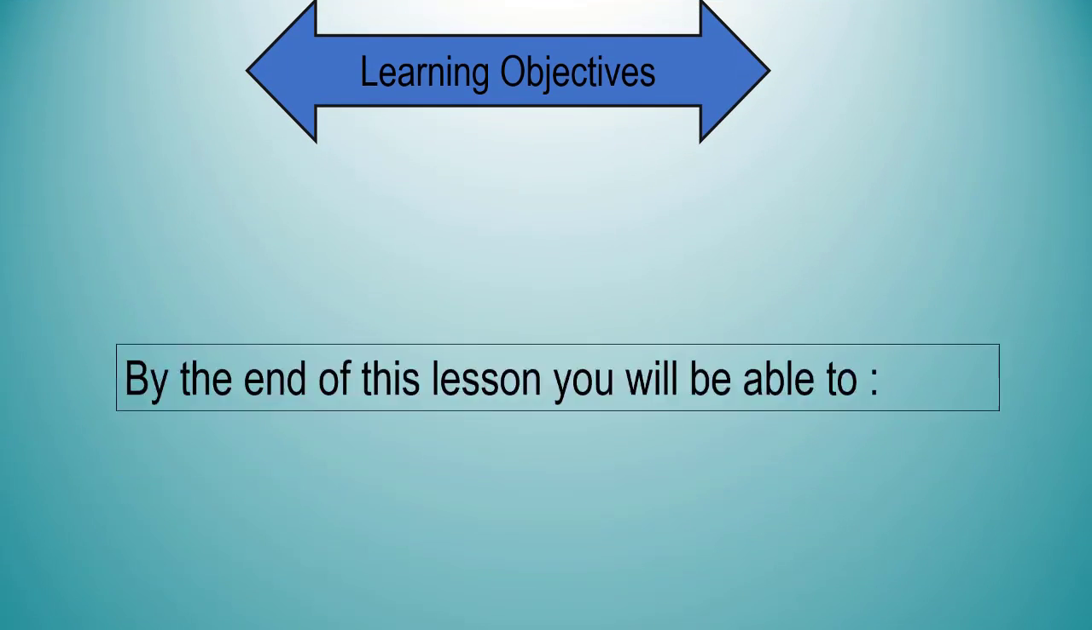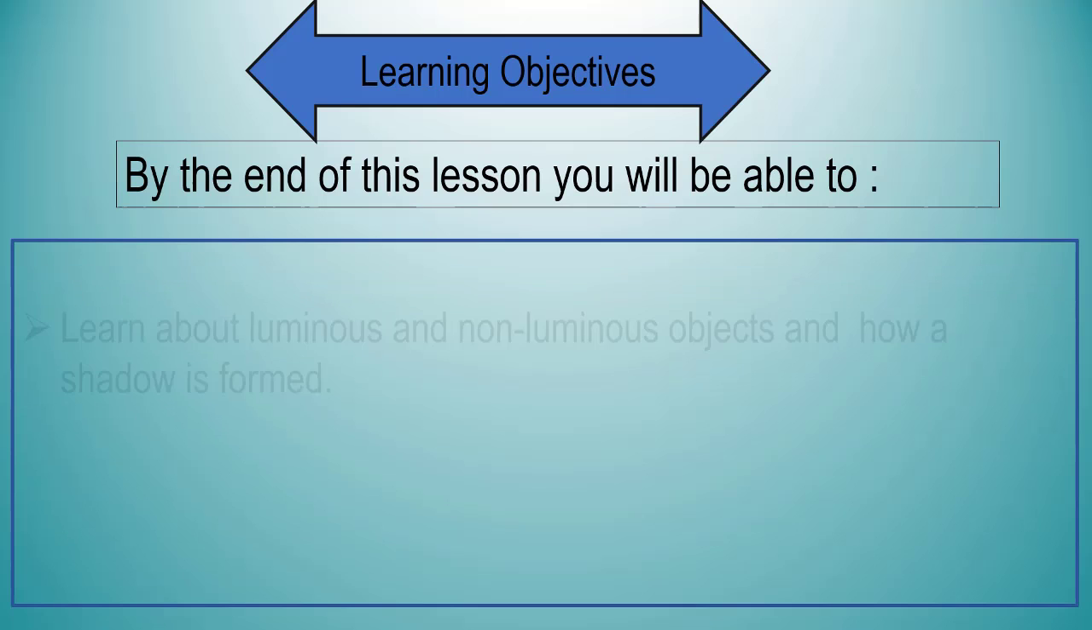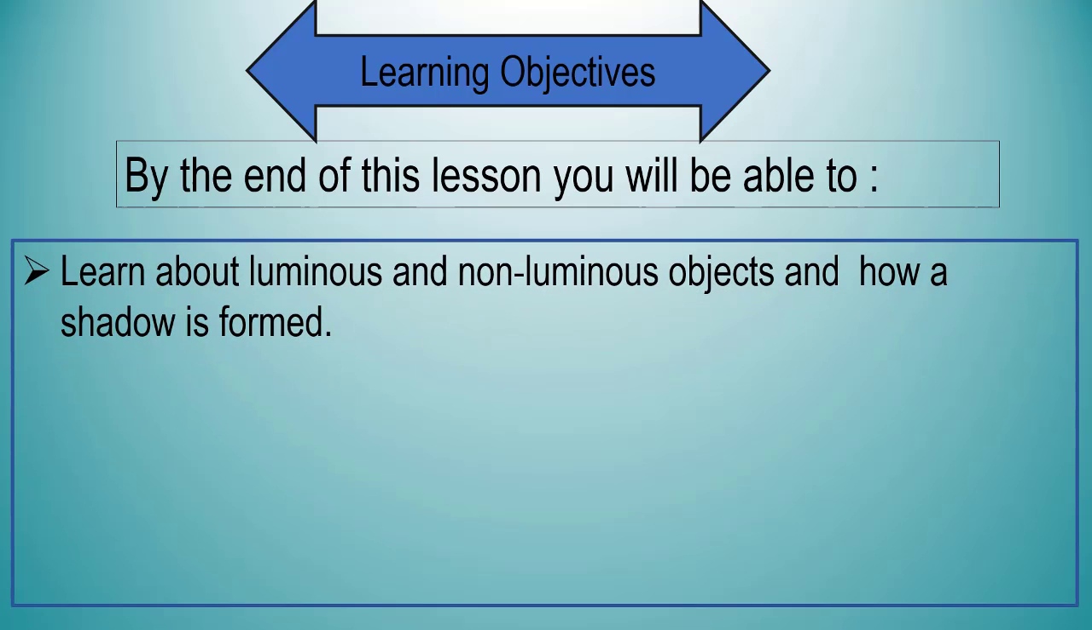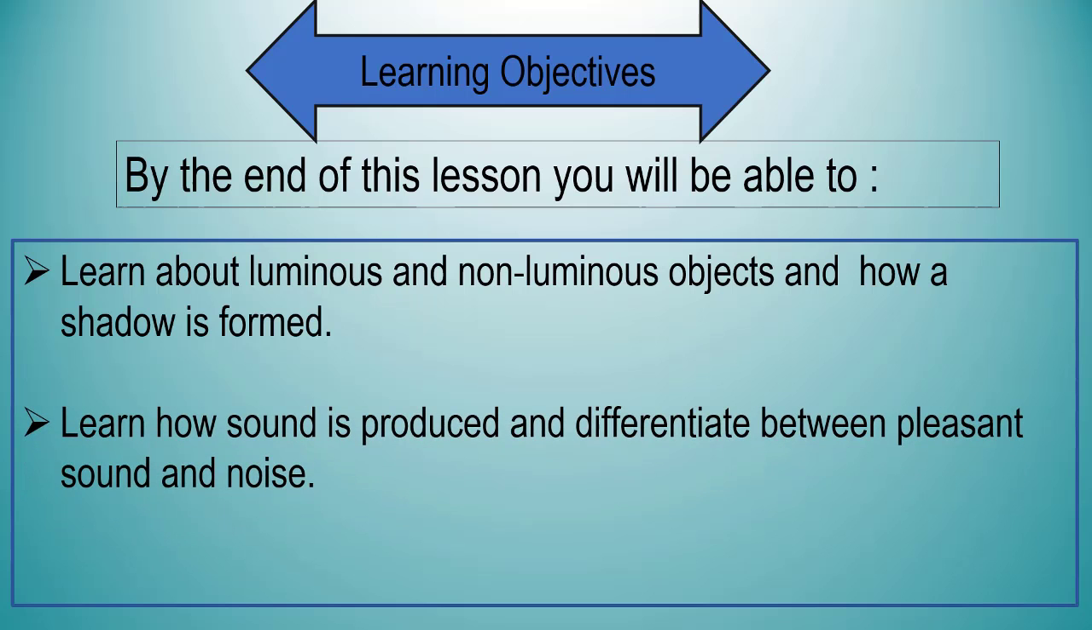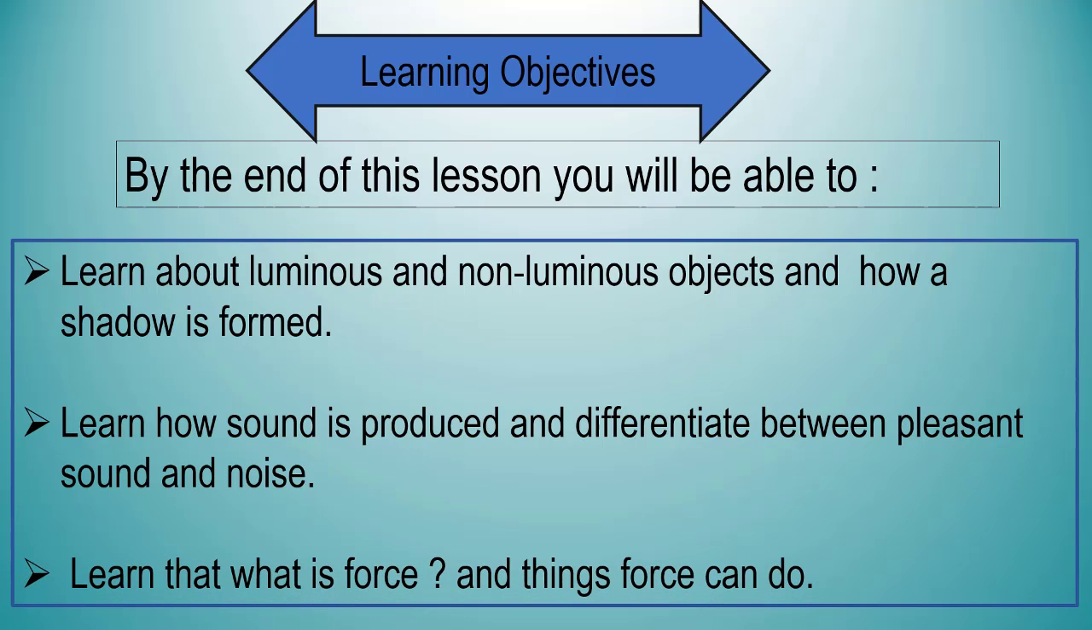Learning objectives of the lesson. By the end of this lesson, you will be able to learn about luminous and non-luminous objects and how shadow is formed. Learn how sound is produced and differentiate between pleasant sound and noise. Learn what force is and the things force can do. So let's begin.